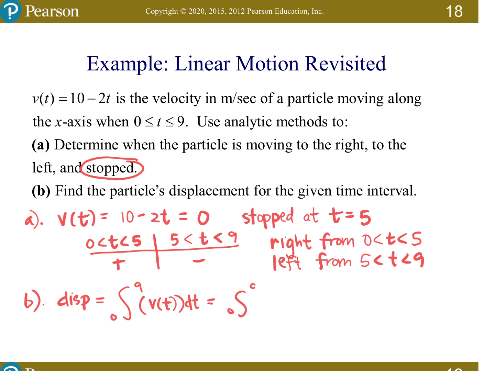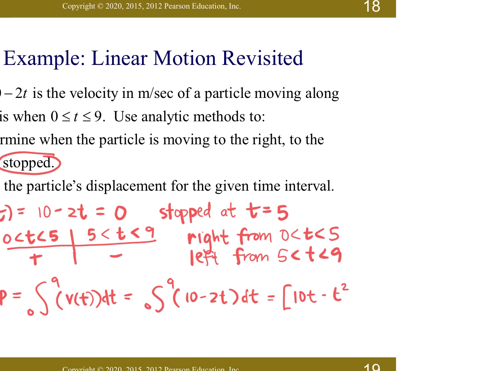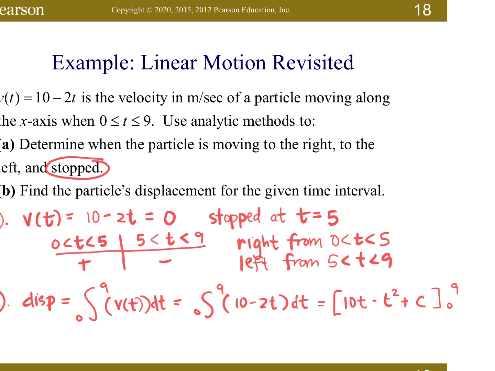So we would go 0 to 9 of 10 minus 2t. Let's assume we don't have our calculator, so you have your choice of whether you want to draw this as geometry or do it as an antiderivative. If you do antiderivative, 10t minus t squared plus the constant c, from 0 to 9. That's probably what I would do. Then I'm going to drop my 9 in there, so that'll give me 90 minus 81 plus c minus 0 minus c.